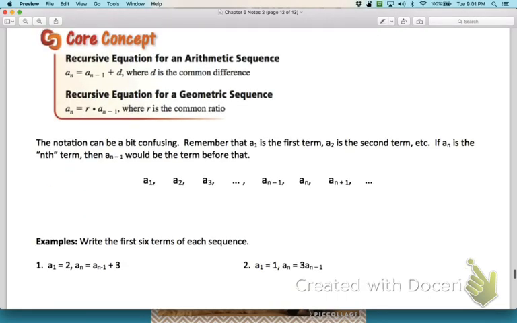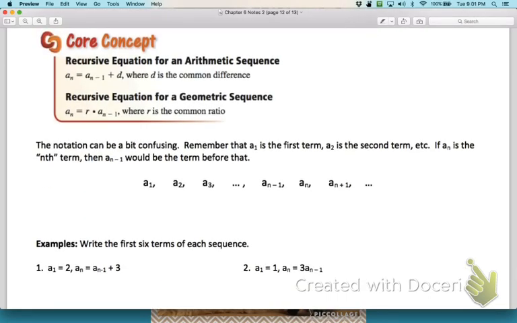Now, these notation bits can be kind of confusing. So I want you to understand how this works. Whenever we write terms, remember we say A1 is the first term, A2 is the second term, etc. So A sub n is the nth term. That means if I wanted to go one step before the nth term, I would do the n minus 1th term. So the list would look something like this: A1, A2, A3, and then somewhere I'm going to get to A sub n minus 1, A sub n, A sub n plus 1, and then I can keep going on indefinitely after that.